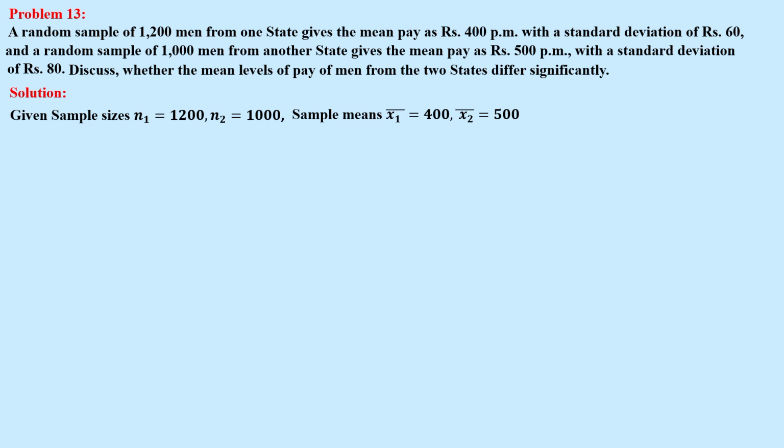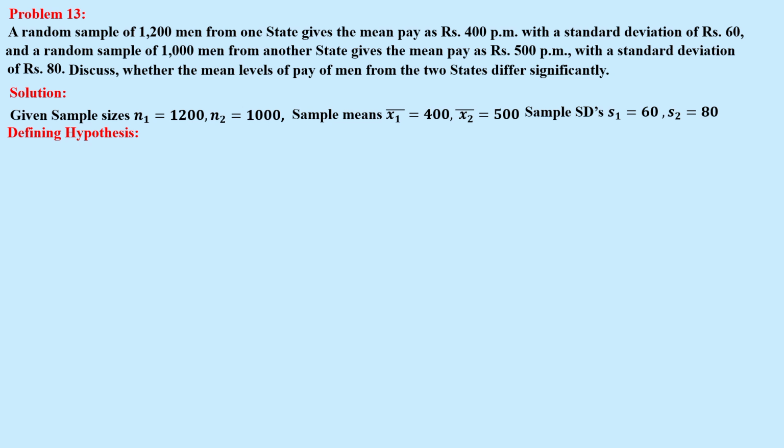So the average pay from the first state, that is sample mean x1 bar, is equal to 400, and x2 bar from the second state, the mean pay, is 500. Standard deviation from the first state, s1 equal to 60 and s2 equal to 80.